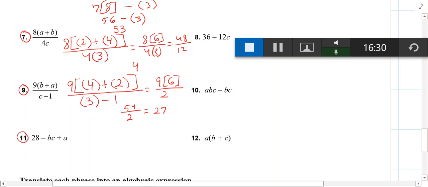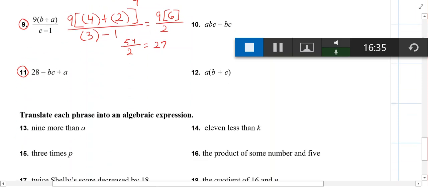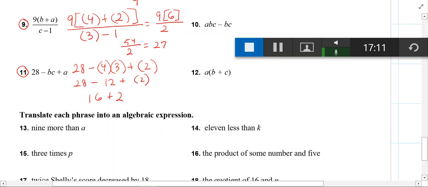Try number 11. All right. 28 minus B, C plus A. So we go 28 minus the B and the C parentheses plus the A parentheses. A is 2, B is 4, and C is 3. Starting from left to right, using order of operations, multiplication comes first, which is 12. Then we have subtraction here. 28 minus 12 is 16. And 16 plus 2 is 18.